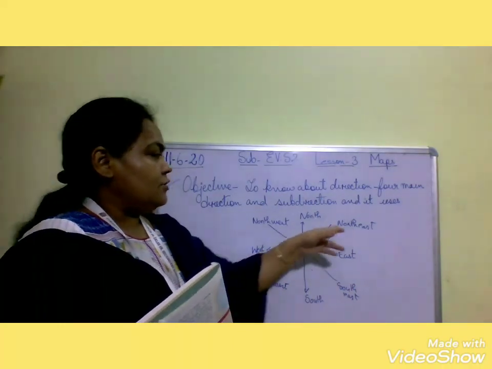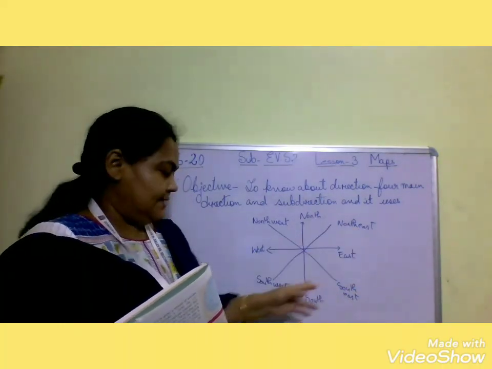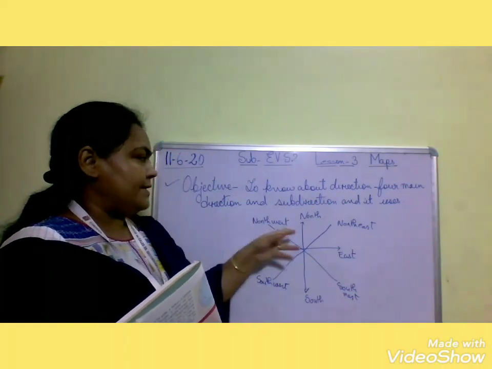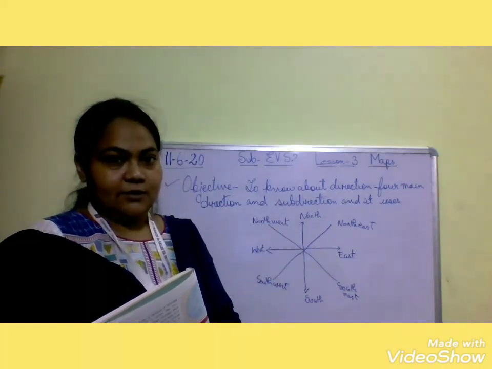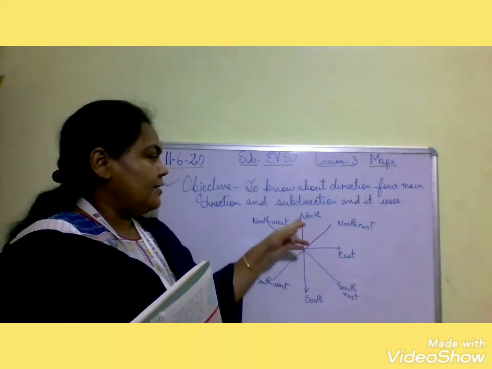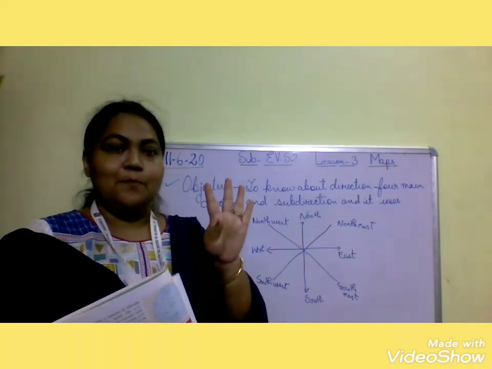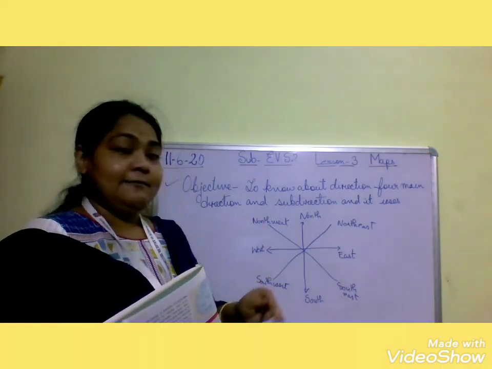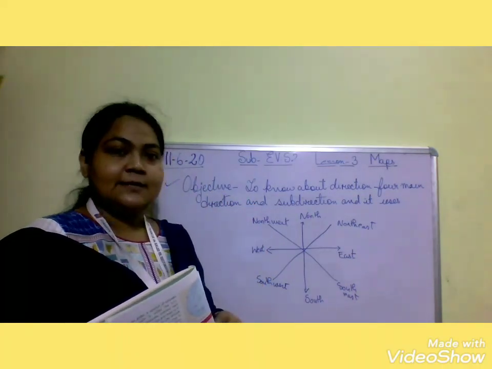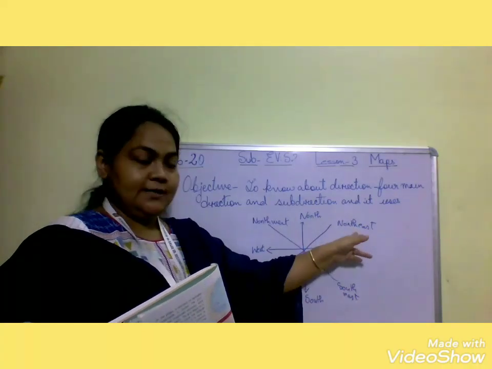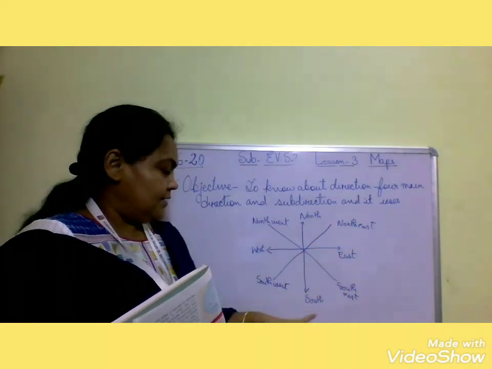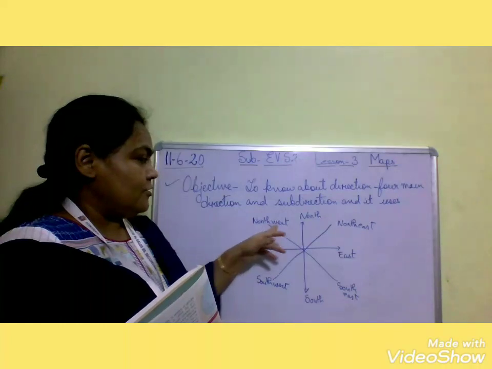Then come northeast, southeast, southwest, northwest. These are the sub-directions. Okay children, I will repeat it again. North, south, east, west are your four main directions. Then come the sub-directions or intermediate directions. They are northeast, southeast, southwest and northwest.